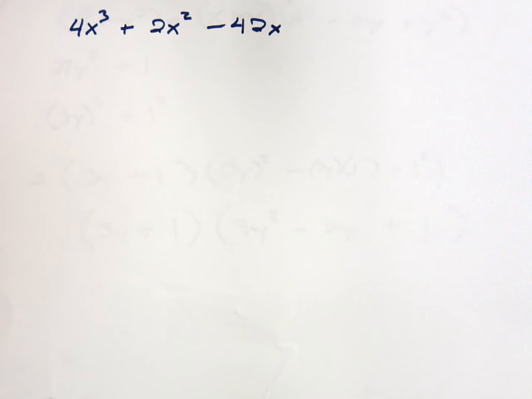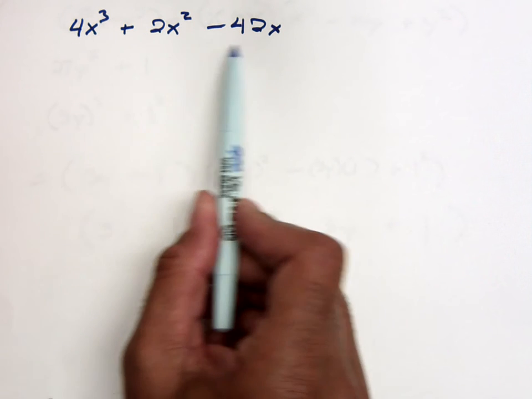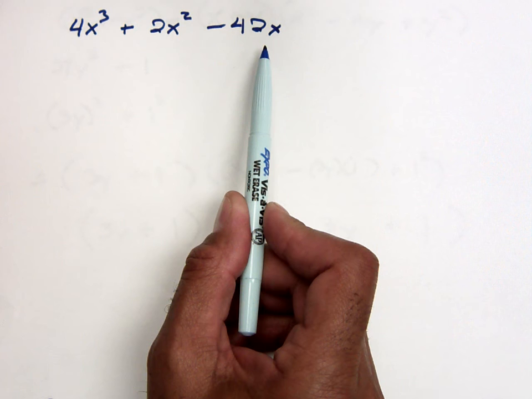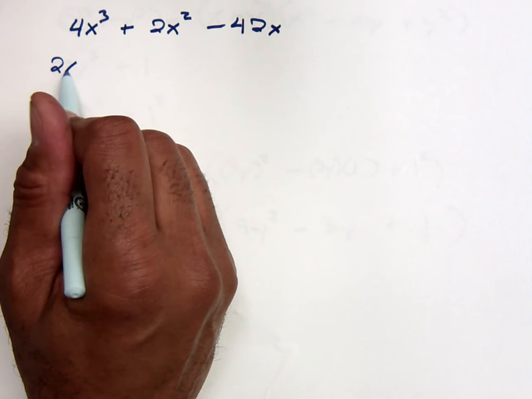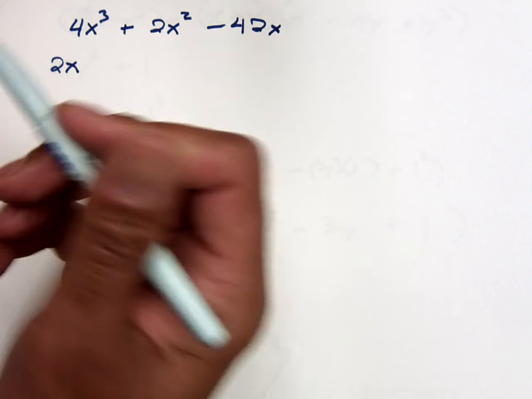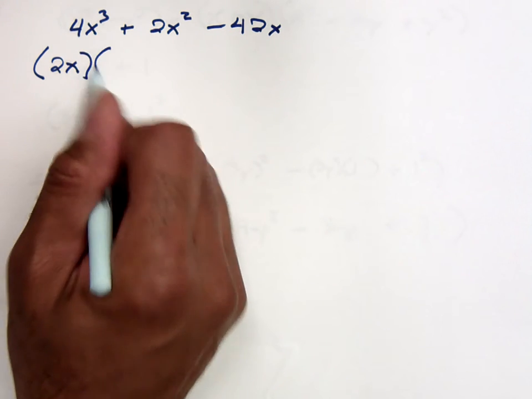Can anybody tell me what's the first thing you should look for when you factor? Very good. Look for a common factor, if there is one. The other ones didn't have it, but this one, is there something that all three of these have in common? 2x. All right, so let's write this as 2x.